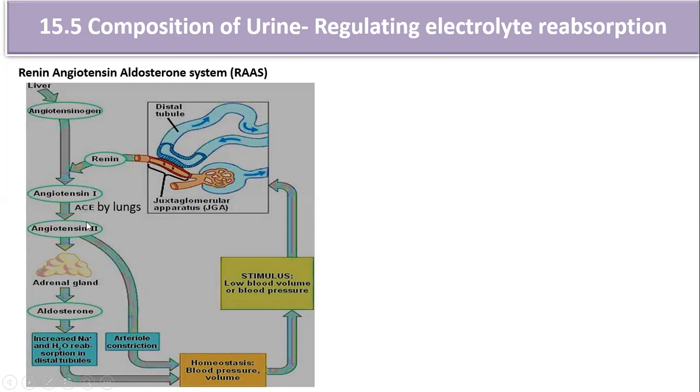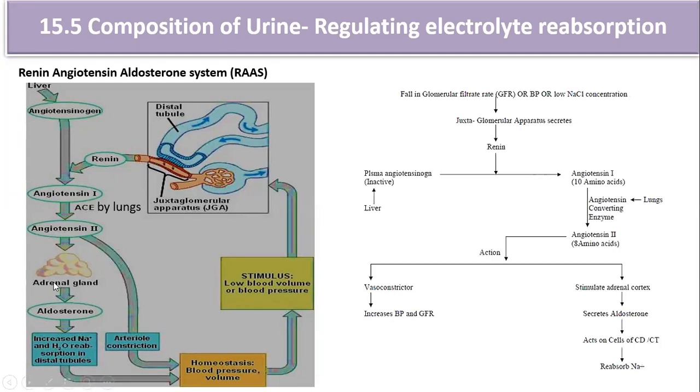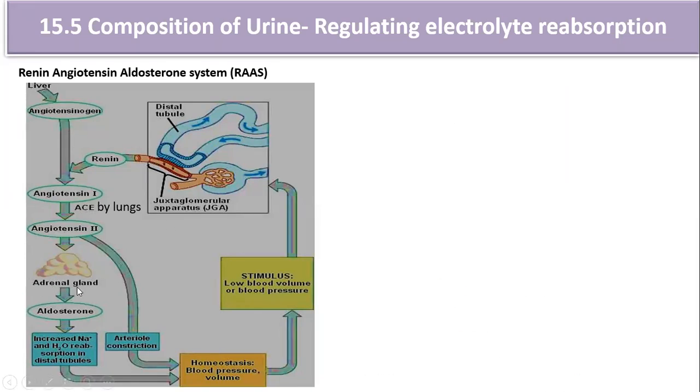Now that angiotensin 2 has three major roles. The first role, you can see, is that it is going to act on the adrenal cortex. This is the adrenal gland. It has an outer part called the cortex, and the inner part is called the medulla. So it is going to act on the adrenal gland, and because of that there will be release of a hormone called aldosterone.